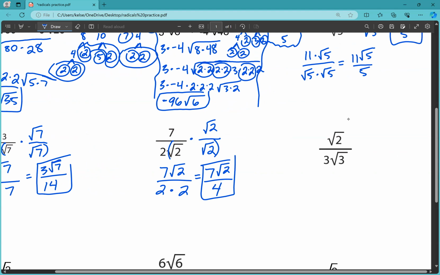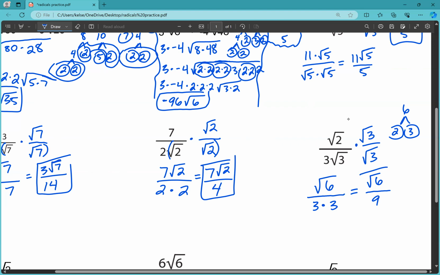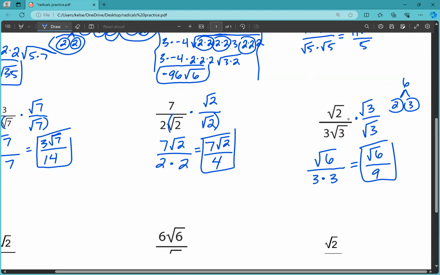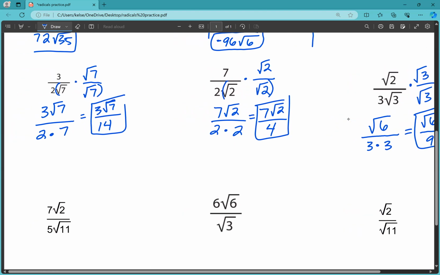All right, this one. So we're going to do times square root of 3 over square root of 3. So now up here, we're going to multiply the numbers inside. So we're going to get the square root of 6. And on the bottom, we have a 3 already. And we know that square root of 3 times square root of 3 is going to give me another 3. So now here we have square root of 6. Remember, 6 is just 2 times 3, and those are both primes, and there's no pairs. So it's just going to stay square root of 6. And then 3 times 3 is going to give us 9. So there you go. And there's no number in front of the 6, so we don't have to simplify.